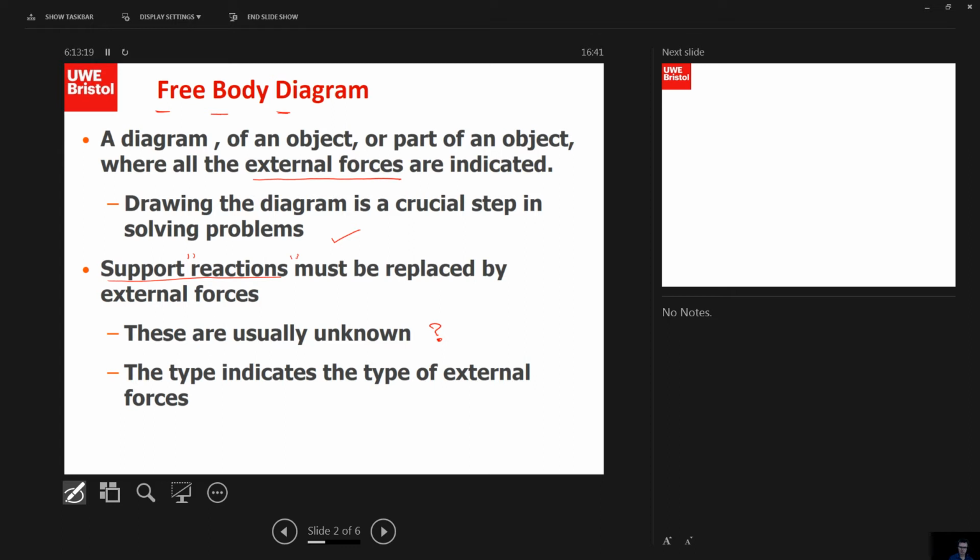Whereas the external forces that we're going to apply to the body, how much it weighs, or maybe someone standing on the bridge, those sort of things we will know what we need to apply.